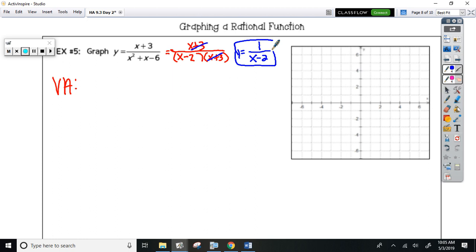Now, because I canceled something out, what do those represent? What I canceled, what does that represent? Hayden? A hole. So let's add that. There's going to be a hole at -3. -3 comma what? Well, let's find out. Plug it back in. -3 minus 2 is -5, so that would be -1/5.